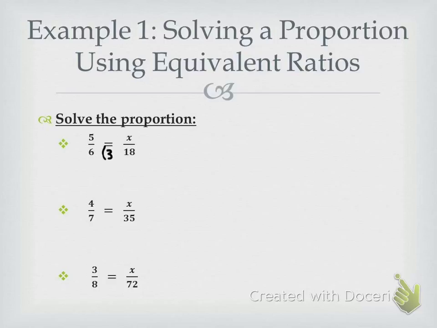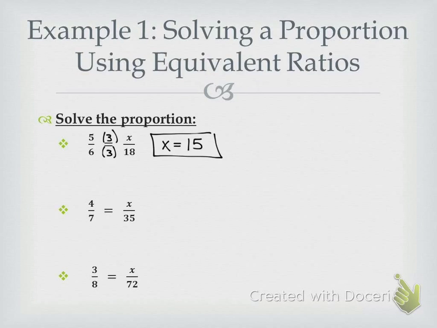So showing our work is as simple as just filling in that missing link in parentheses. So 6 times 3 is 18. What's 5 times 3? 15. So x equals 15. I want you to try the second and third one. Find that missing link and then tell me what x equals.